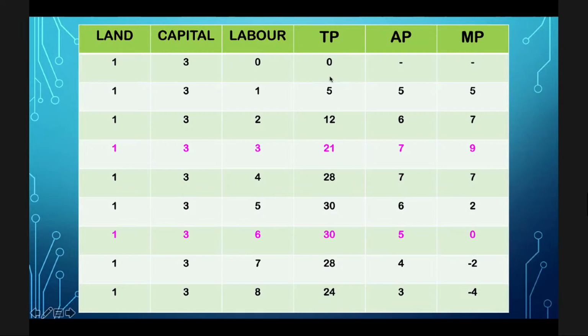The gap here is 5, here it is 7, here it is 9. So what do you observe? MP is 5, 7, 9. MP is increasing. So when MP is increasing, TP is increasing at an increasing rate till this point.